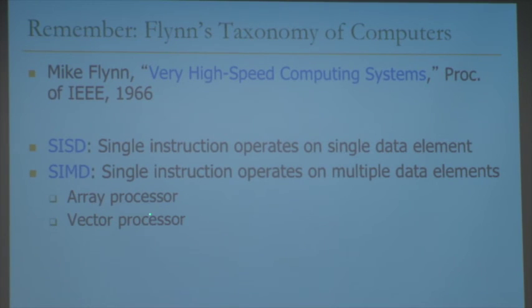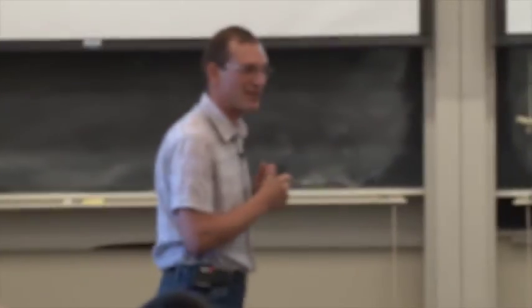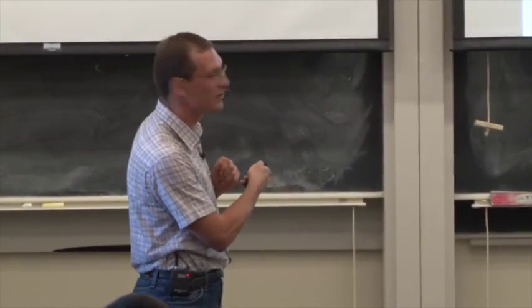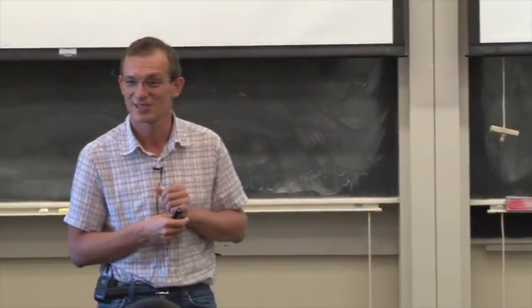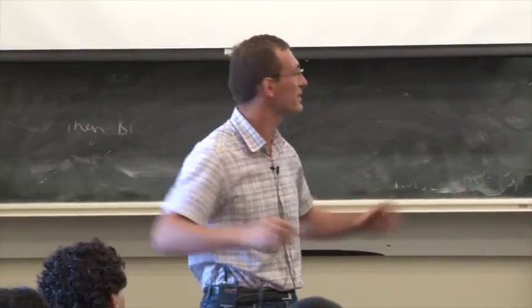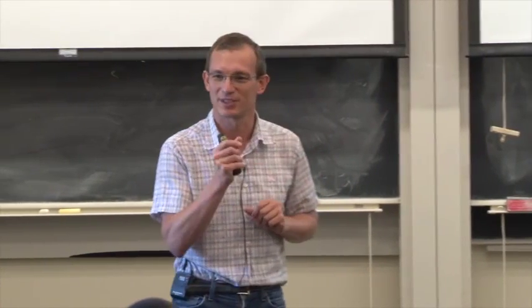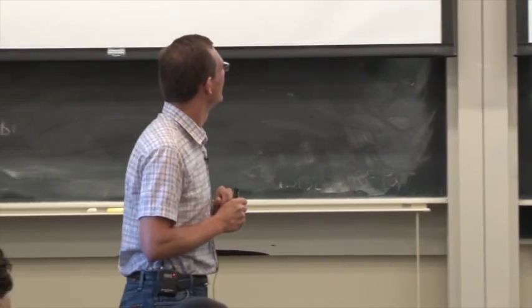We've also covered SIMD a lot, which is single instruction operating on multiple data elements. And you should know this from 447 and 740 very well. An array processor and a vector processor, or existing GPUs, for example, are SIMD machines, where you have a single instruction operating on multiple data elements. All those GPU programming models are a little bit different. We'll get to that.